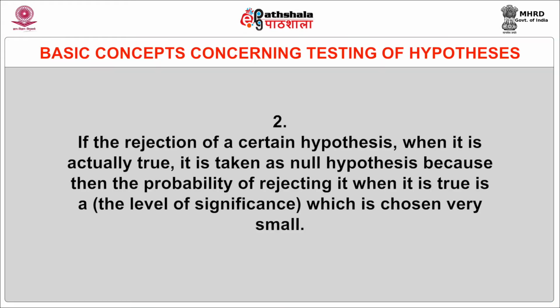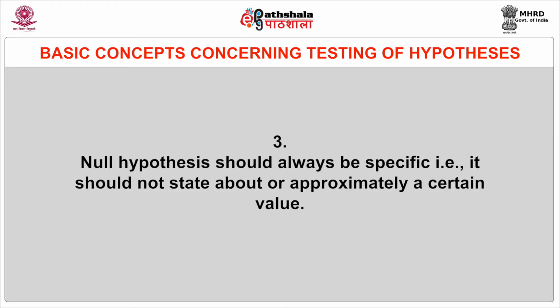Second, if the rejection of a certain hypothesis when it is actually true is a serious error, it is taken as the null hypothesis, because then the probability of rejecting it when it is true is alpha, or the level of significance, which is chosen very small. Third, the null hypothesis should always be specific. That is, it should not state about or approximately a certain value.